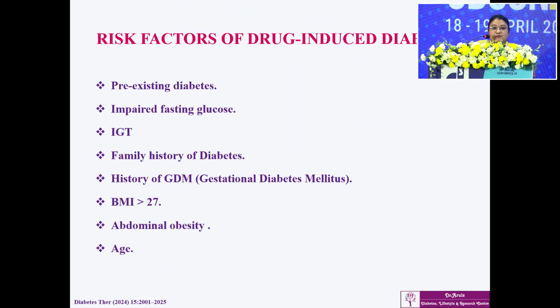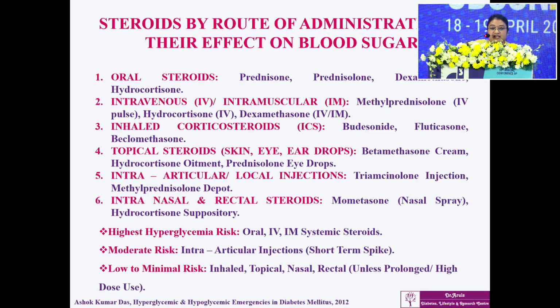So the risk factors: we can see patients with pre-existing diabetes, glucose values in the impaired fasting glucose or impaired glucose tolerance range, a family history of diabetes, history of gestational diabetes, higher BMIs, abdominal obesity, and higher age group patients are at risk of developing drug-induced diabetes.